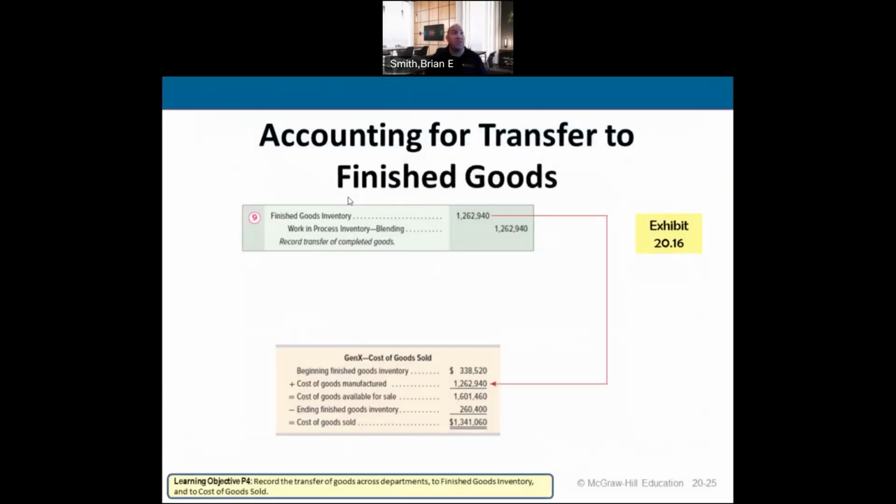Then we're going to account for transfer to finished goods. We're going to take it out of our blending department and send it to finished goods. We saw that it was 1.2 million and change.